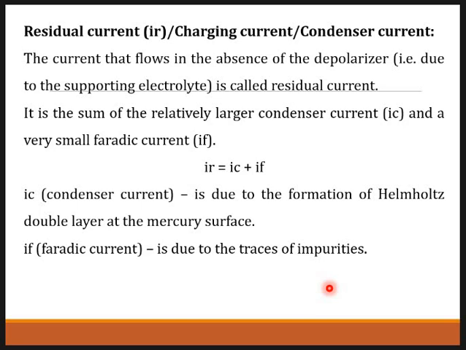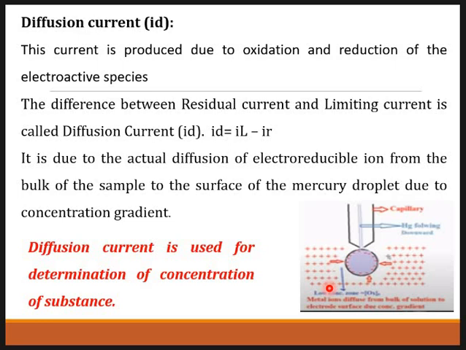Okay, so now coming to that, the next current is called diffusion current. This diffusion current is produced due to the oxidation and reduction of the electroactive species. As in the polarogram, we see that it is the curve BC. That is, it is the difference between the residual current AB and limiting current CD, isn't it? So ID is equal to IL minus IR.